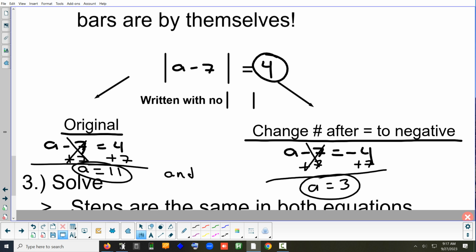Let's try it, see if it works. Let's plug in 11. What's 11 minus 7? 4. And what's the absolute value of 4? 4. That's what we did earlier. Let's try 3. What's 3 minus 7? Negative 4. And what's the absolute value of negative 4? 4. So we just checked both those answers and they work. So there's 2 different numbers you can plug in.